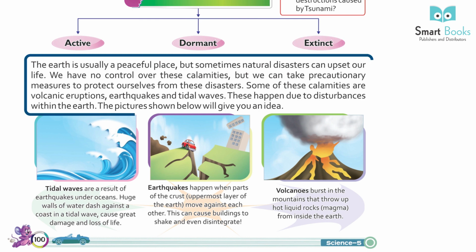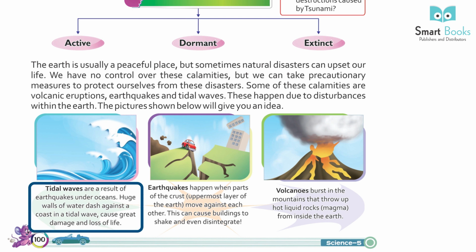The earth is usually a peaceful place, but sometimes natural disasters can upset our life. We have no control over these calamities, but we can take precautionary measures to protect ourselves from these disasters. Some of these calamities are volcano eruptions, earthquakes and tidal waves. These happen due to disturbances within the earth. The picture shown below will give you an idea.